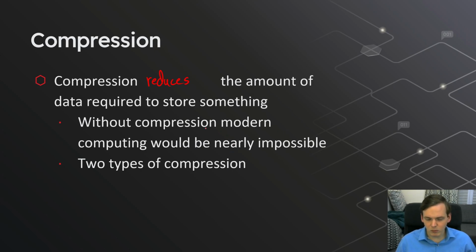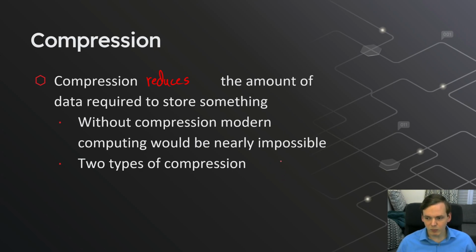And without compression, modern computing would be nearly impossible. The file sizes would just be too large. Like if we had to save every letter, every pixel, everything as is, just with a number all by itself, we would have completely massive file sizes. And you might have seen this in the introductory activities, seeing how big those files could get.